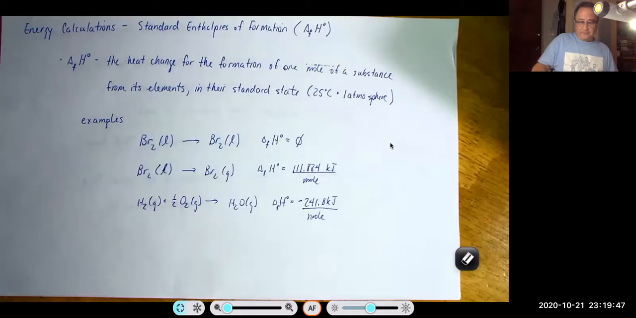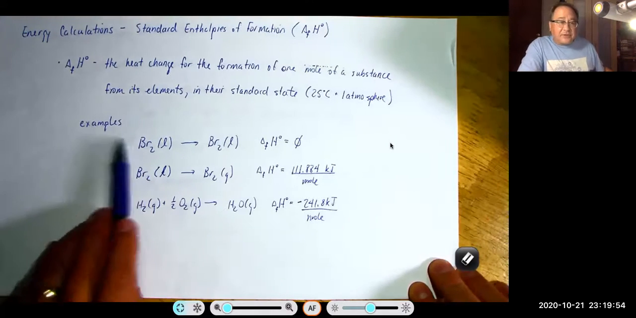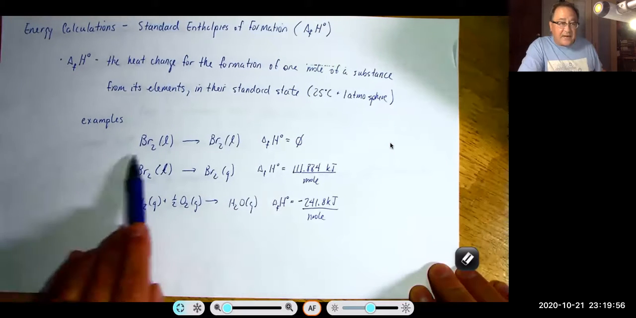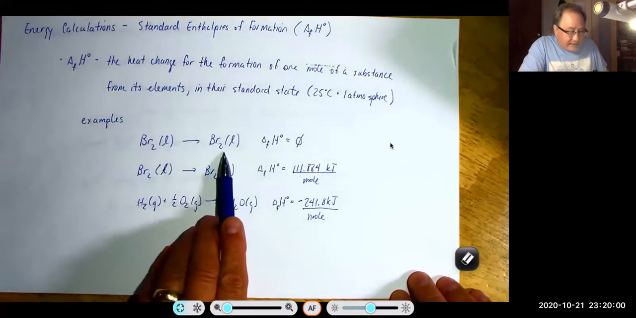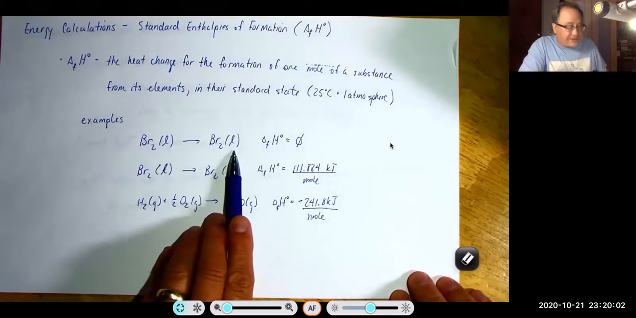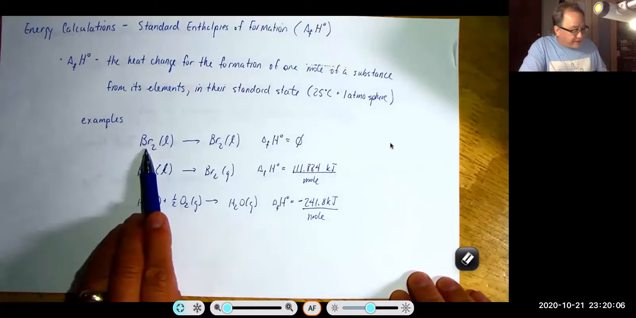Okay, so here are some examples of standard enthalpy of formation reactions. So we want to form 1 mole of bromine liquid. What is the standard state of bromine? Well, it's made out of bromine. And what is the standard state of bromine?